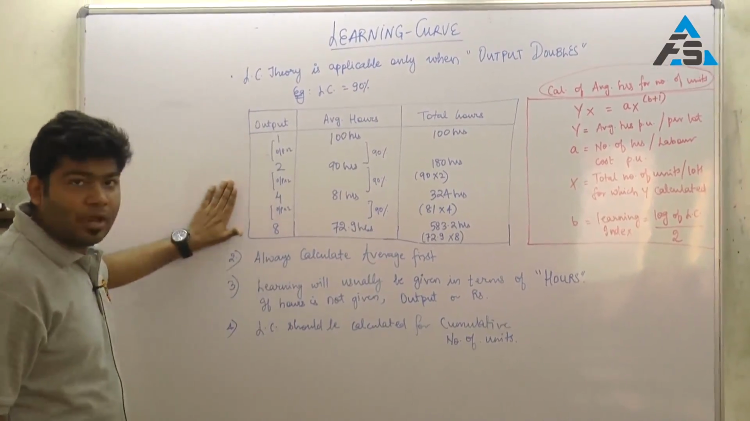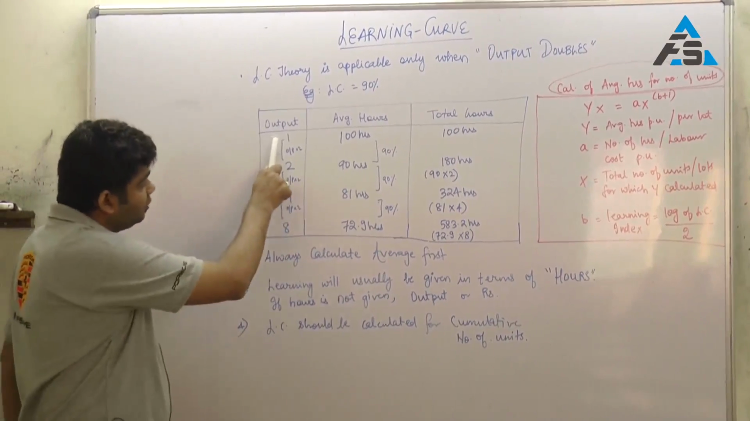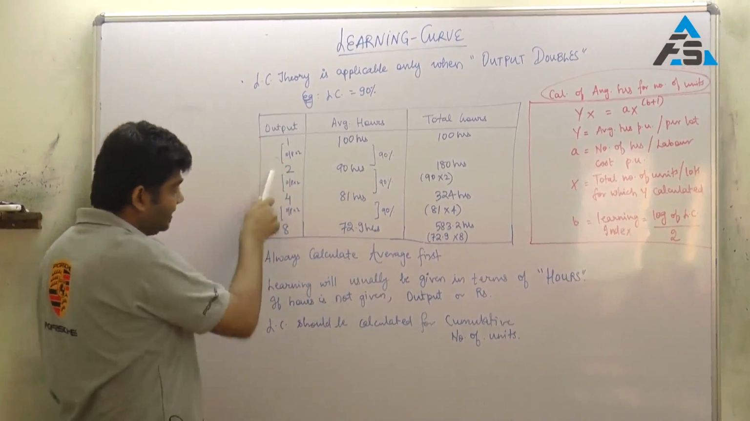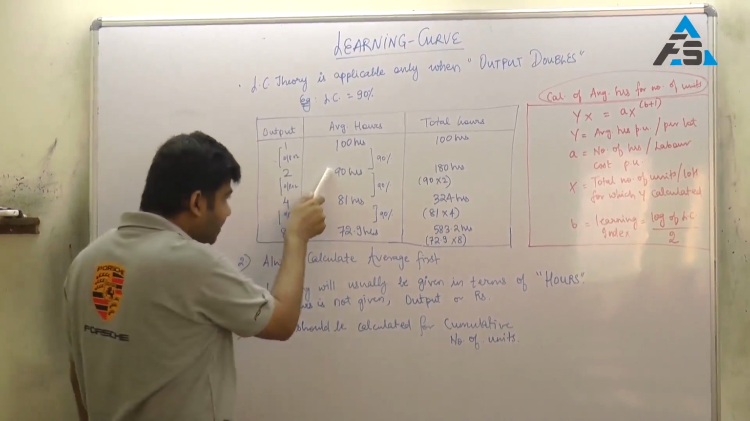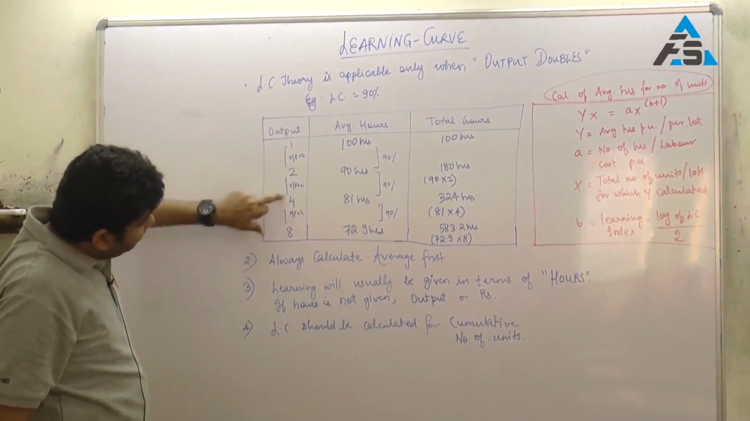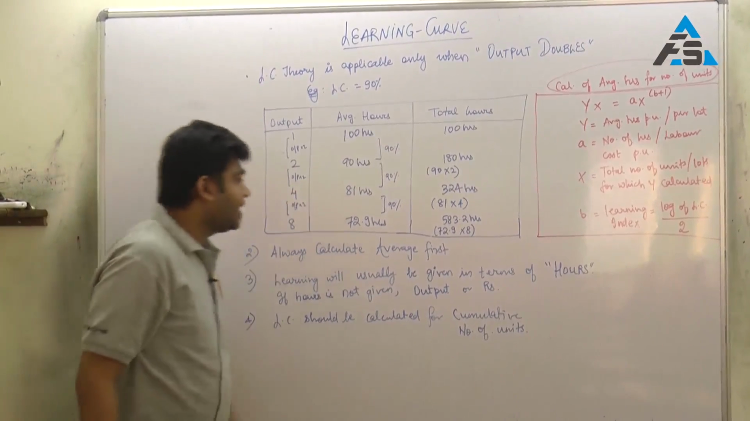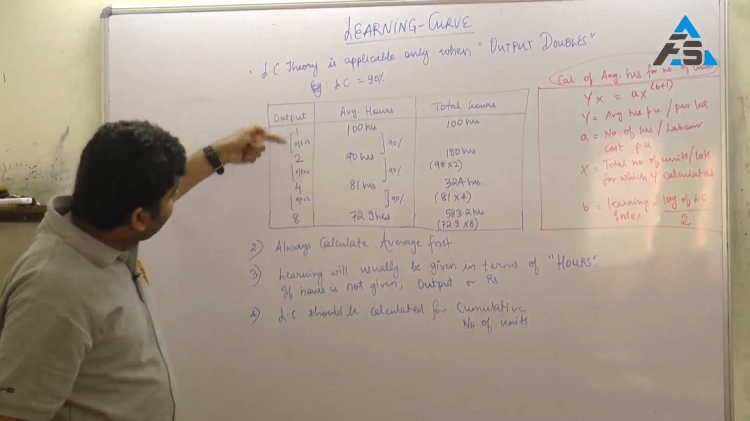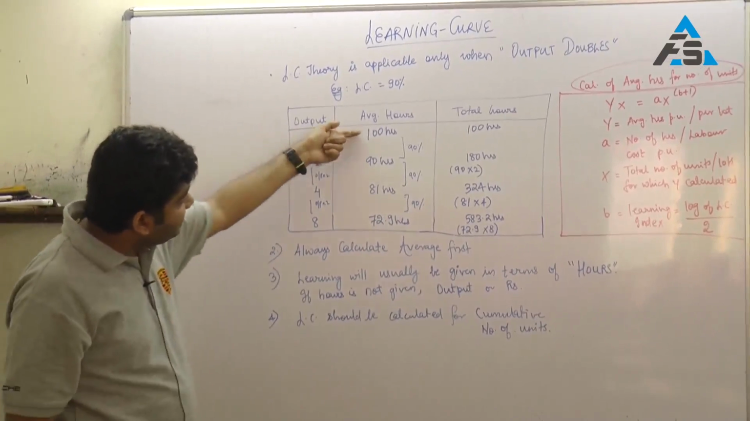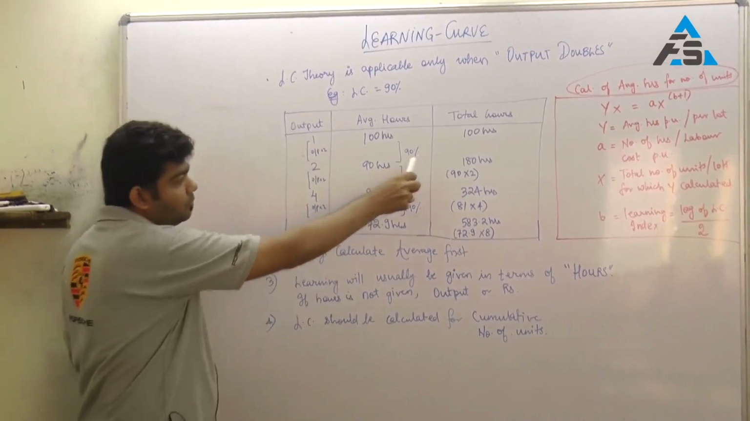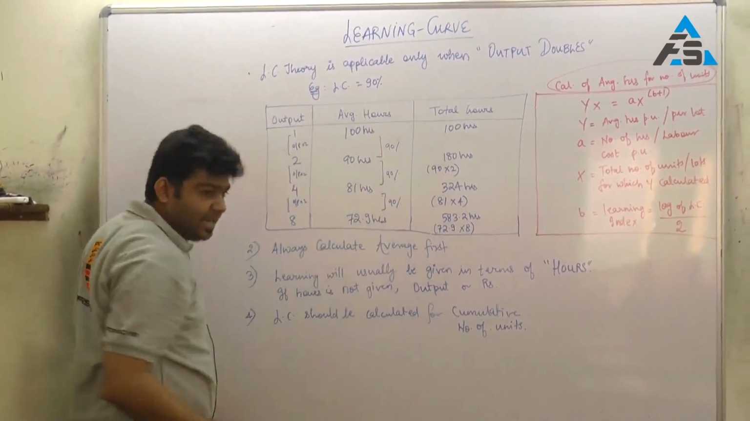I have taken a small example, a quick example. So output is 1, output doubles to 2, learning curve 100 to 90. Output doubles 2 to 4, 90% of 90, 81 hours. Learning curve 4 to 8, 90% of 81, 72.9 hours. So that way, as the output doubles, we can see that there is an application of learning curve at every doubling of output, which in this case is 90%.